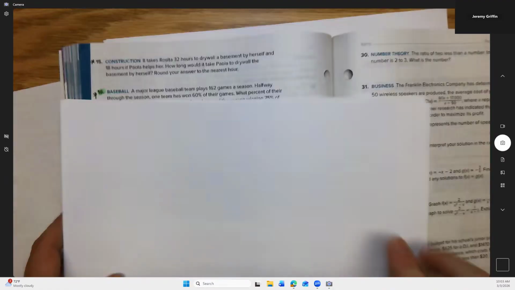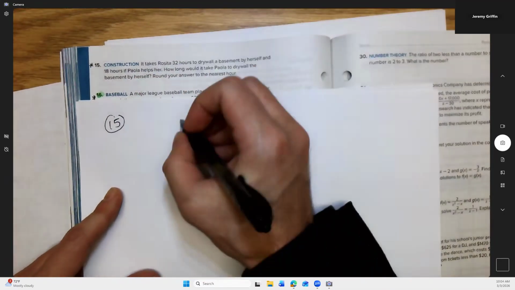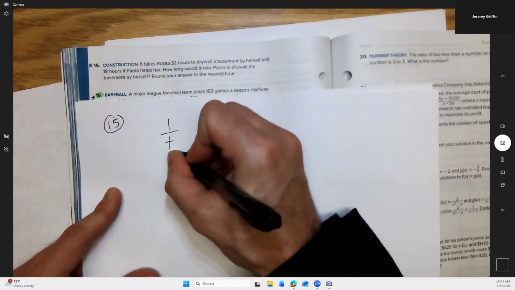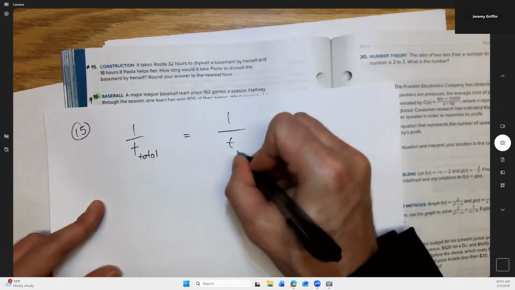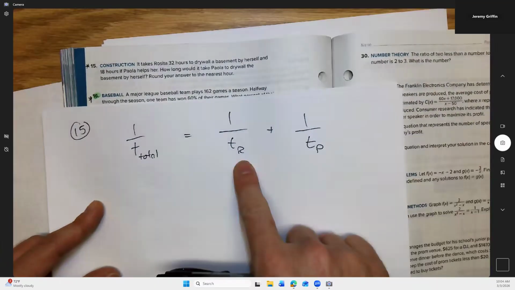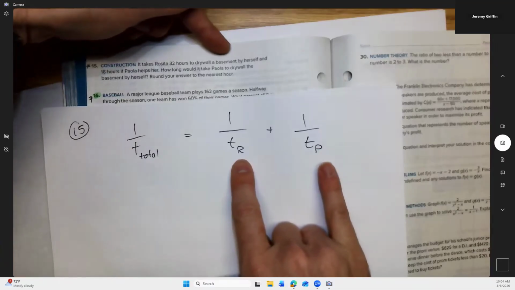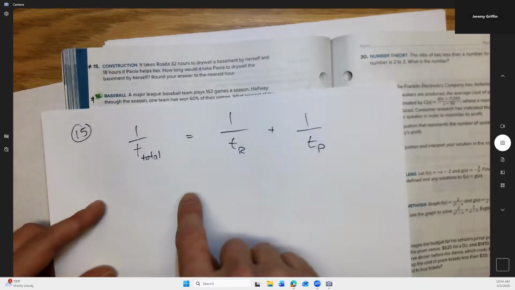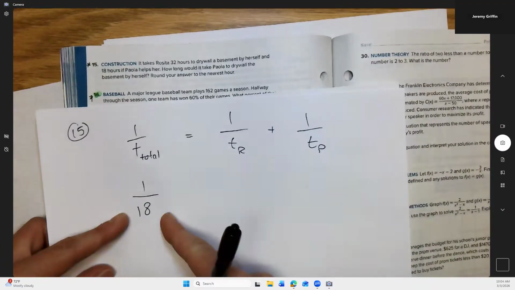Okay. Takes Rosita 32 hours, so number 15 here. So 1 over t total equals 1 over t Rosita plus 1 over t Paula. Takes her some time to dry the basement, but okay, dry basement, another friend. So it says if they work together, that's 18 hours. So I'll say 1 over 18.